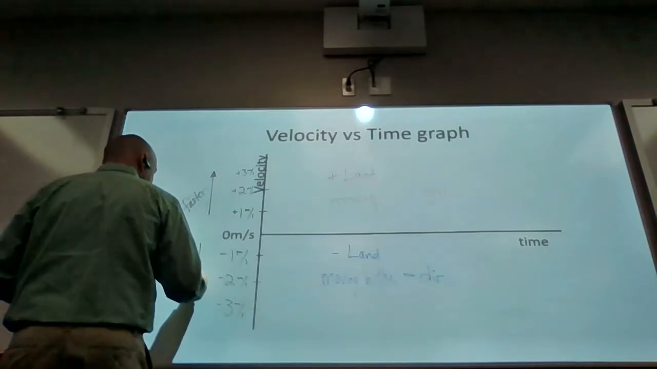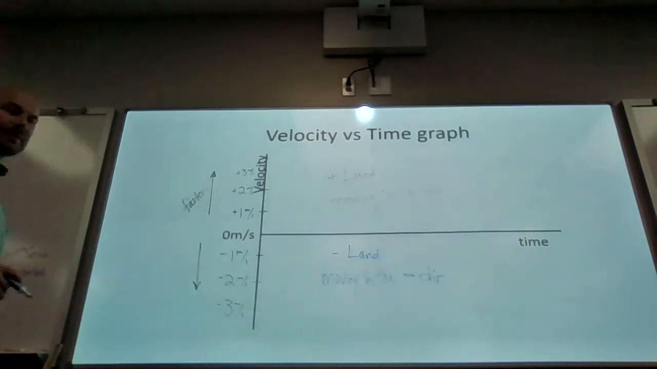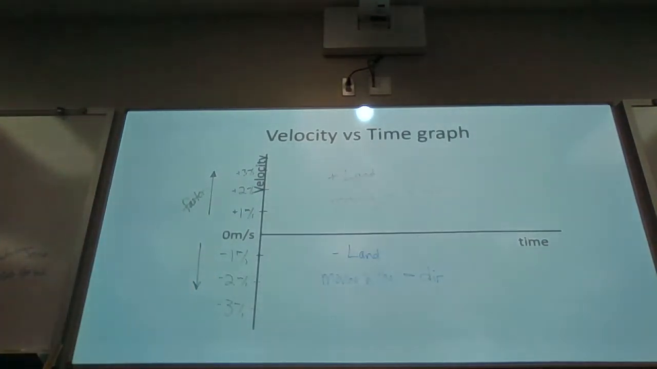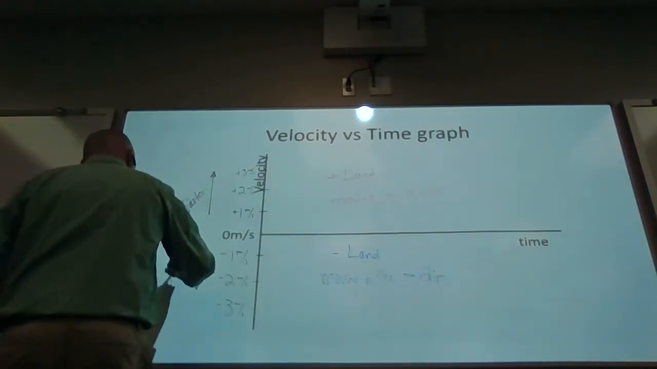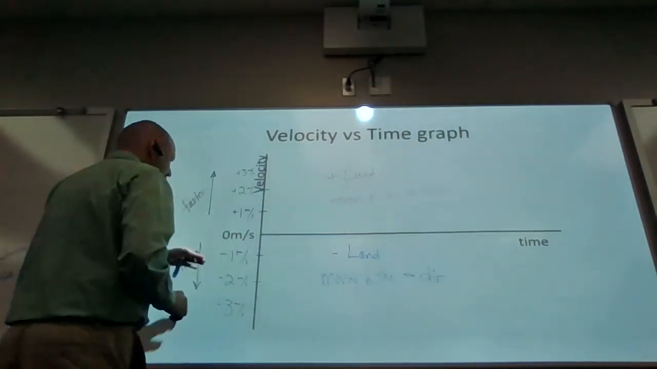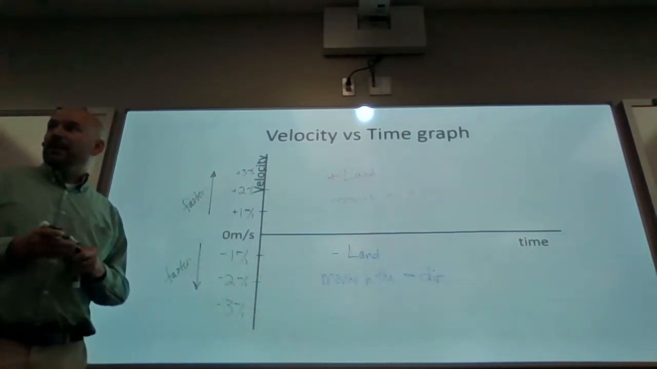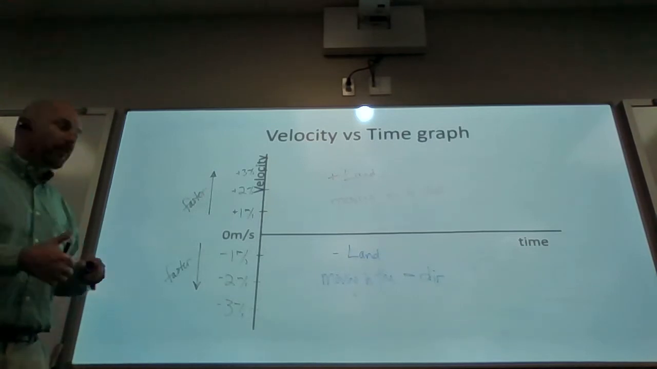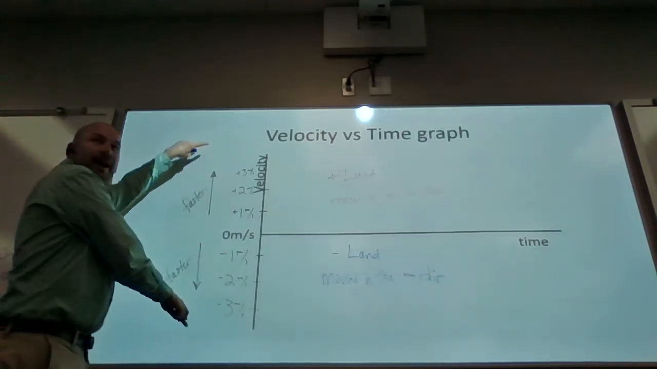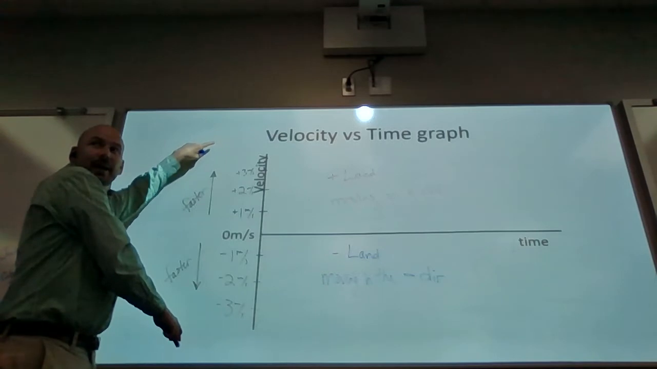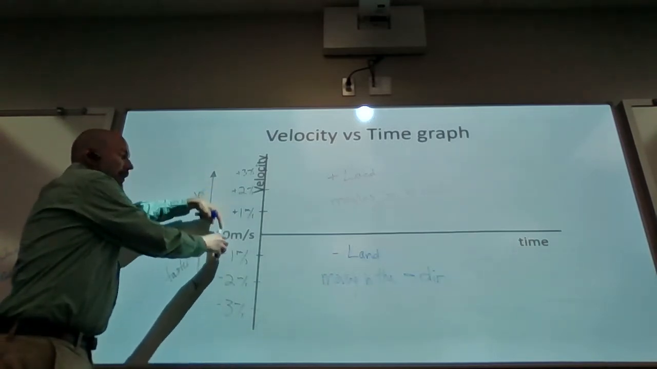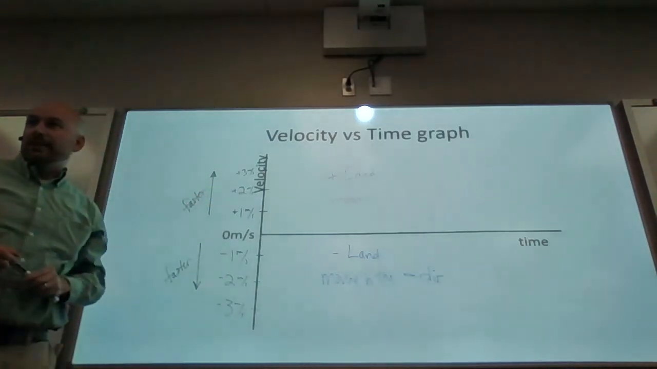As you progress this way, what happens to your speed? Gets faster. You're just getting faster in the negative direction. So as you go away from 0, you're getting faster. As you go towards 0, you're getting slower.